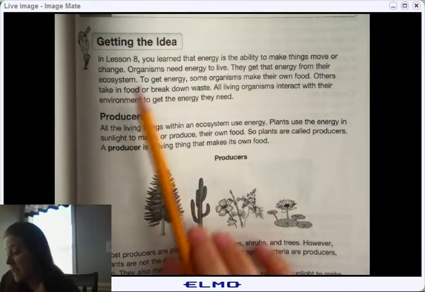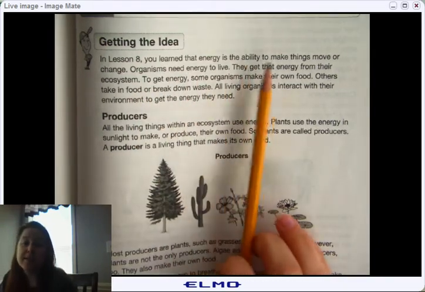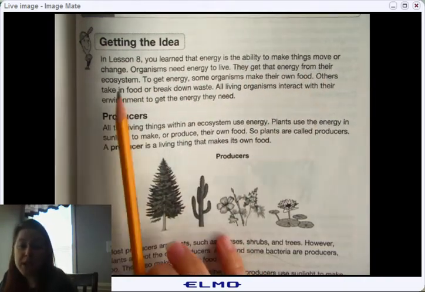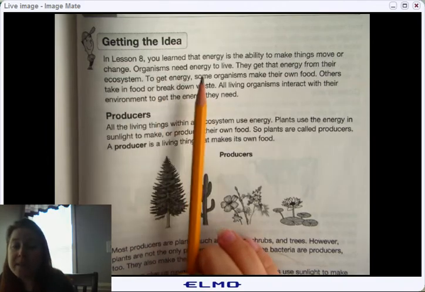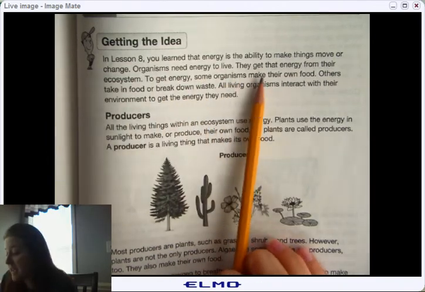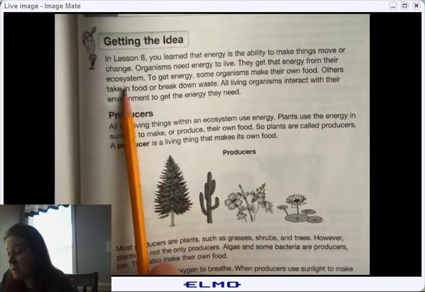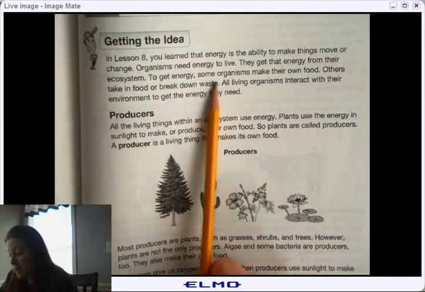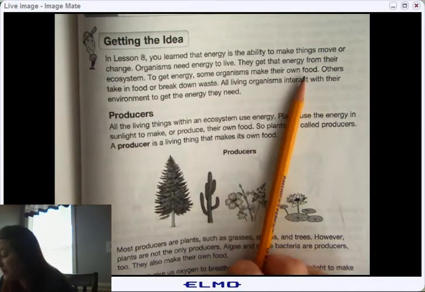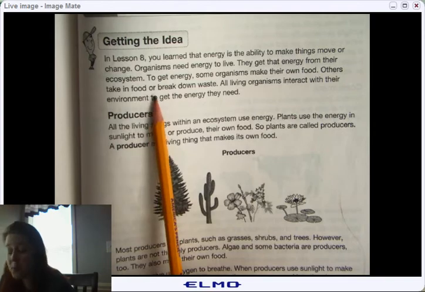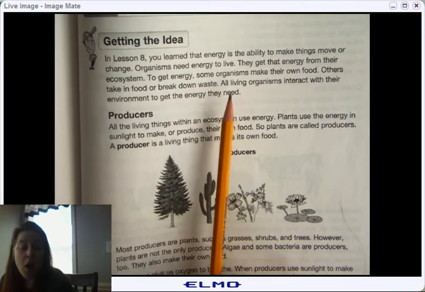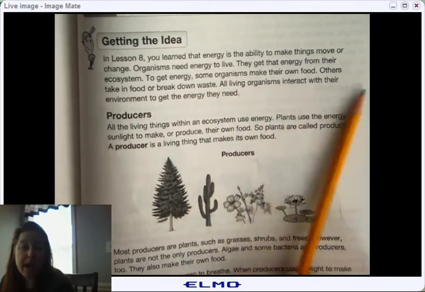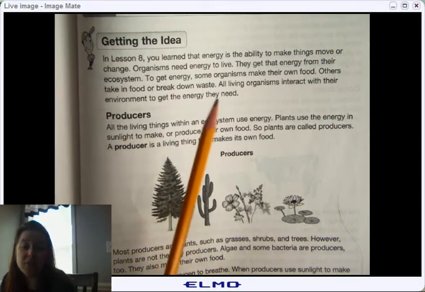Okay, in lesson 8, you learn that energy is the ability to make things move or change. Organisms need energy to live. They get that energy from the ecosystem. To get energy, some organisms make their own food. Others take in food or break down waste. All living organisms interact with their environment to get the energy they need.